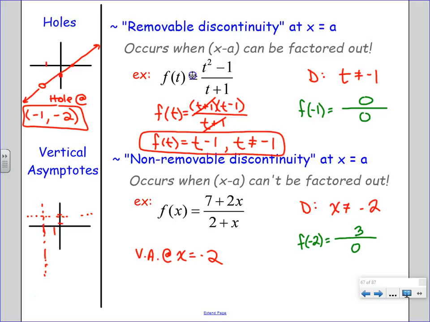So then we say the discontinuity is a vertical asymptote. And the hint, if you plug in, it doesn't look like a hole. It has a number over 0. That's just a quick little hint to make it so you can see it.